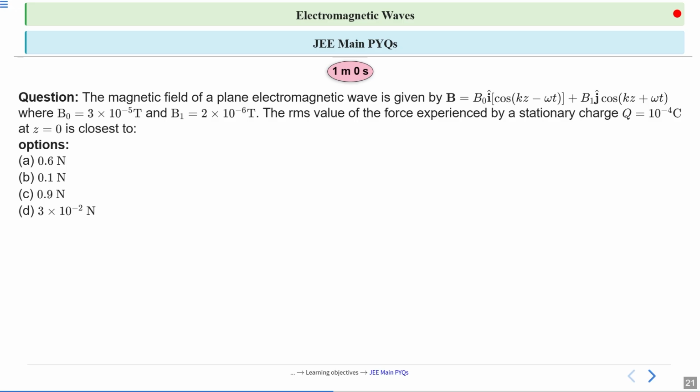So what amount of electric force will be experienced, and what electric field is there due to the magnetic field? We will calculate the electric field in that region, then the force experienced by the stationary charge, and the RMS value of that force. That means we require the RMS value of the electric field also at z equal to 0. So options are 0.6 Newton, 0.1 Newton, 0.9 Newton, or 3 into 10 to the power minus 2 Newton. I will give you some time to solve it.